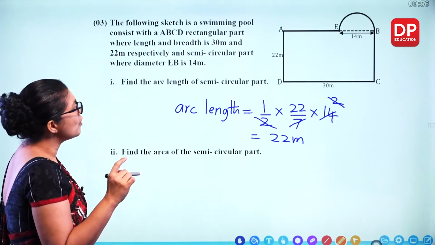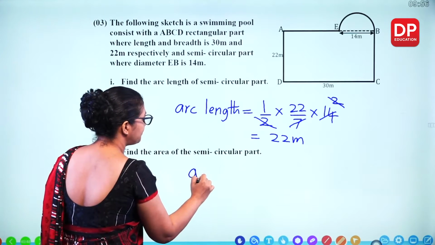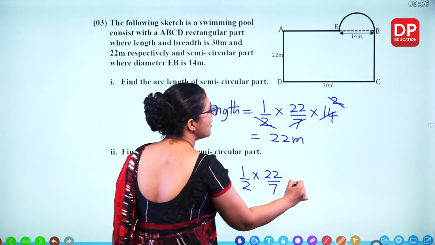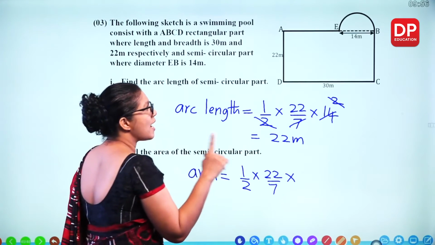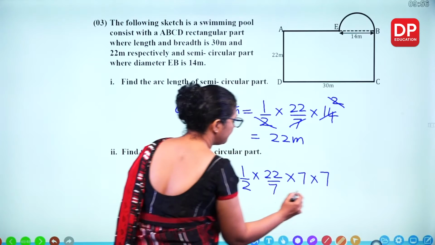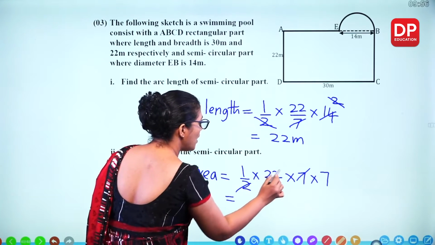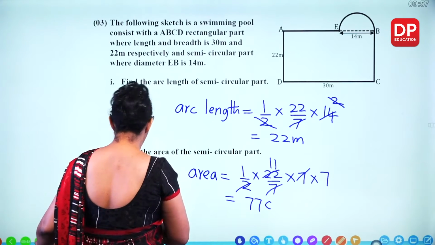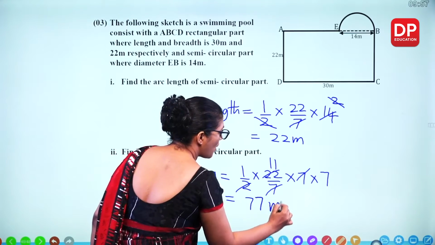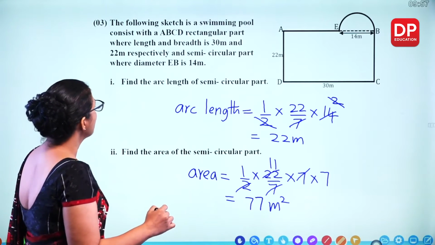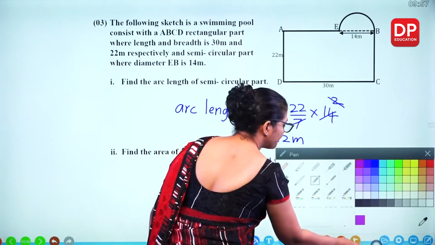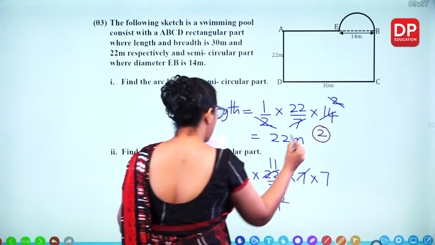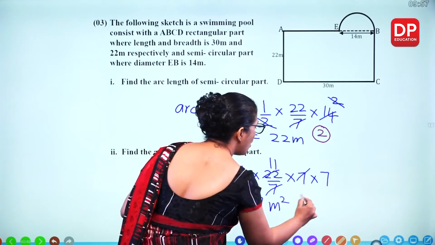Find the area of the semicircular part. What's the area? Area is half of pi r squared. Pi is 22 over 7. R is 7. Diameter is 14, radius is 7. 7 get cancelled out. 2 and this one, 11. 77 square meters is the area. So we'll see how many marks for these 2 steps. 2 marks to find out the arc length and 2 marks for this part.